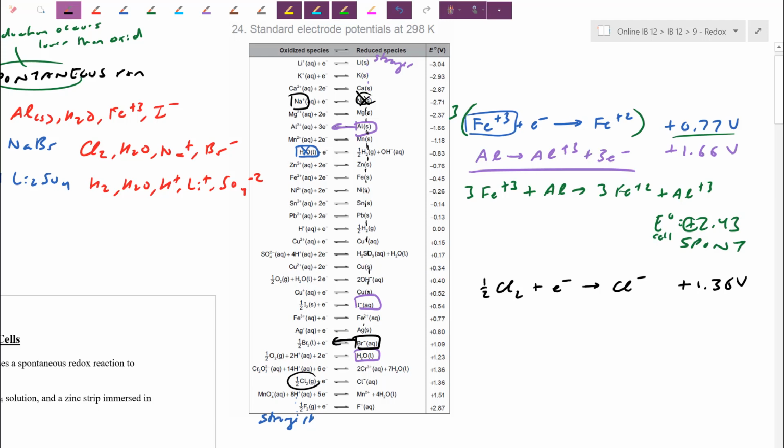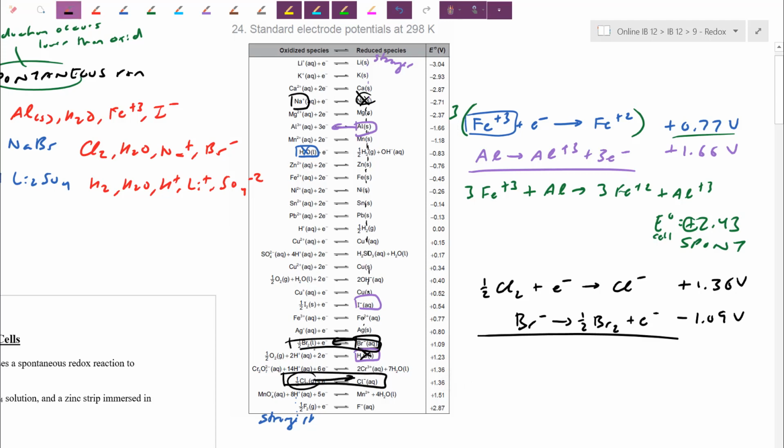So once you find your match here, anyone else is a spectator. Therefore, the reaction is just going to be the bromide from this solution. The Br minus is going to become half our Br2 liquid and an electron. The voltage positive 1.09 was quoted for left to right. As I flip it around, I need to now go negative 1.09. Again, we have a spontaneous case. My reduction reaction, this half equation, is occurring higher than my oxidation reaction.